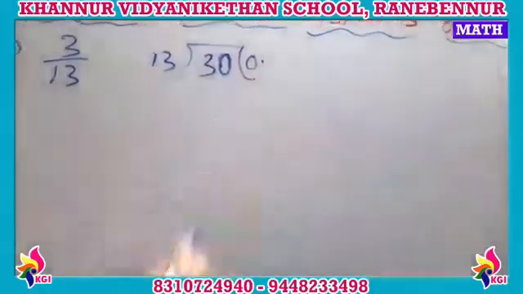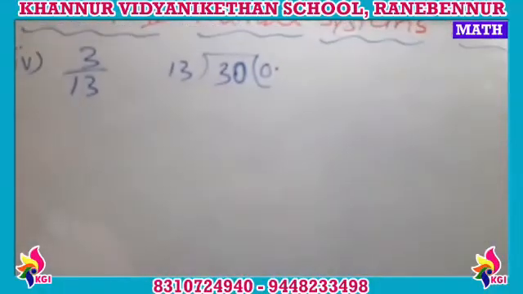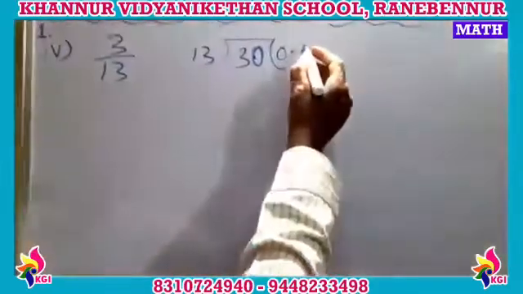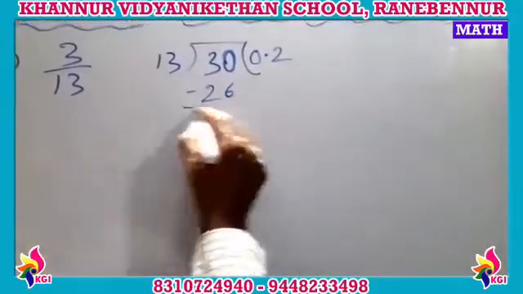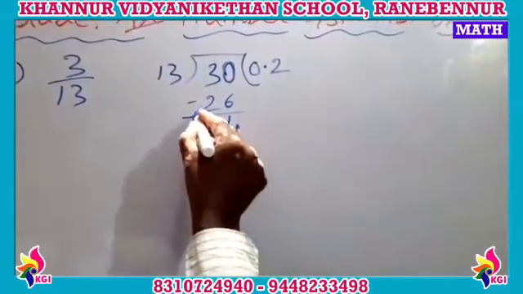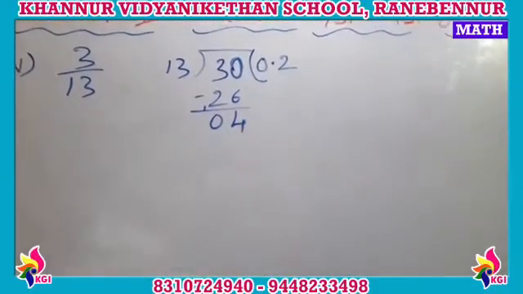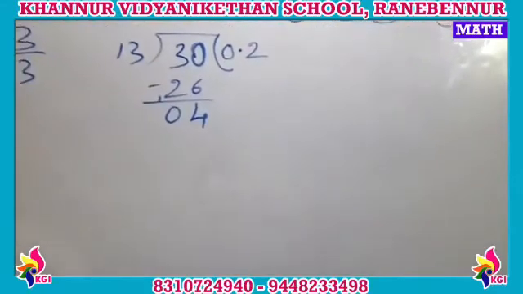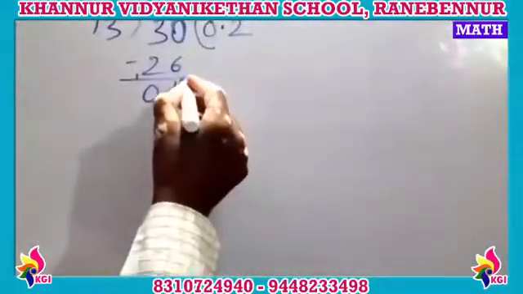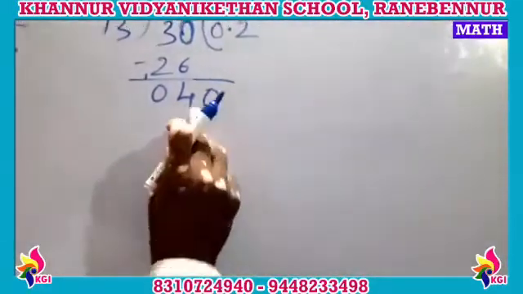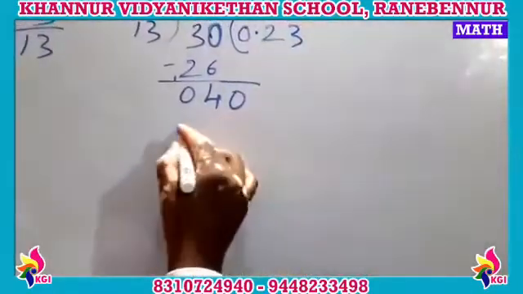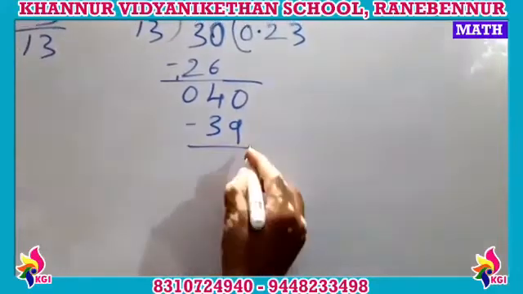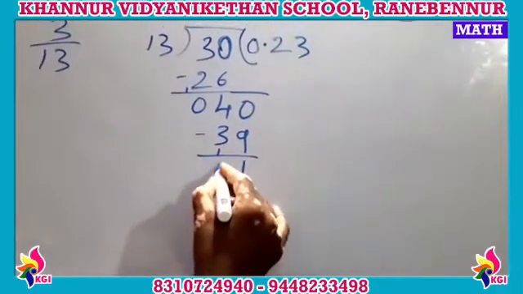So this becomes 30. You know the 13 table, right? 13 twos are 26. If it is subtracted, how much do you get? 4, correct? Since you have already put a decimal point, you can take a 0 over here. Now we have 40. Next, 13 threes are 39. In 40, 39 has gone, so we remain with 1.